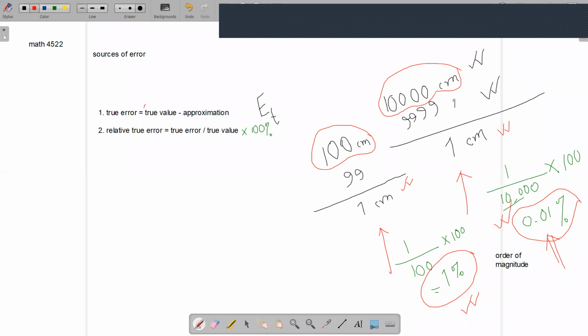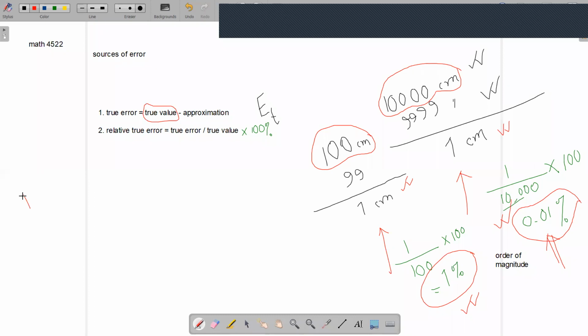What is this true value? Here I said that 10,000 centimeter is the true value, but in a real-world application, how do we actually know the true value? How can we know the true value? The thing is, most of the times we actually don't know the true value.